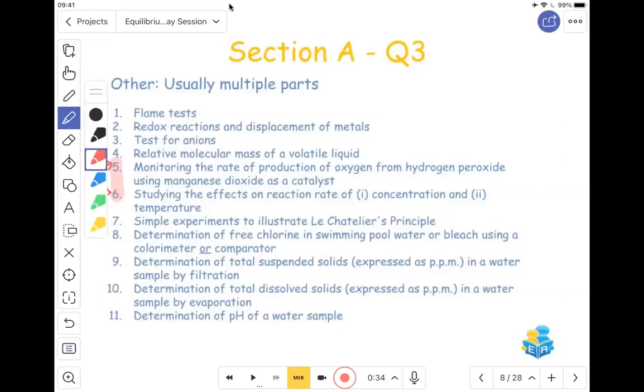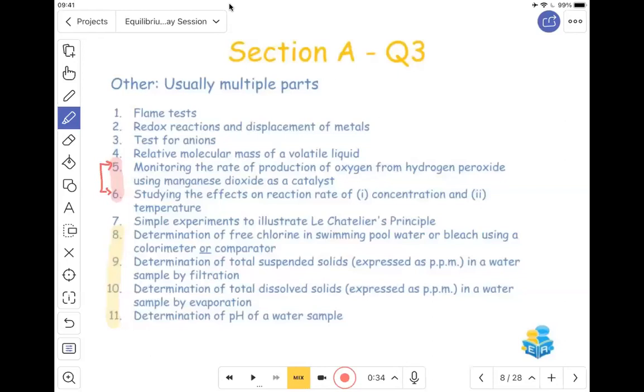I would be grouping together then 8, 9, 10, and 11. These are water experiments, but they're not titrations. So you've got the determination of free chlorine in water using a comparator, determination of total suspended solids, total dissolved solids, and pH from a water sample. So I will be popping all of those together into one group.